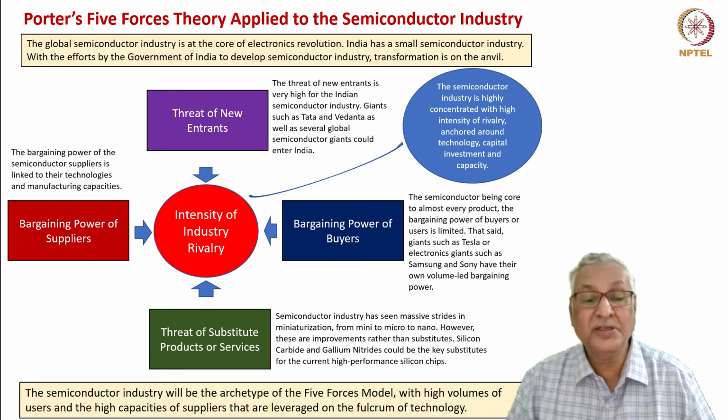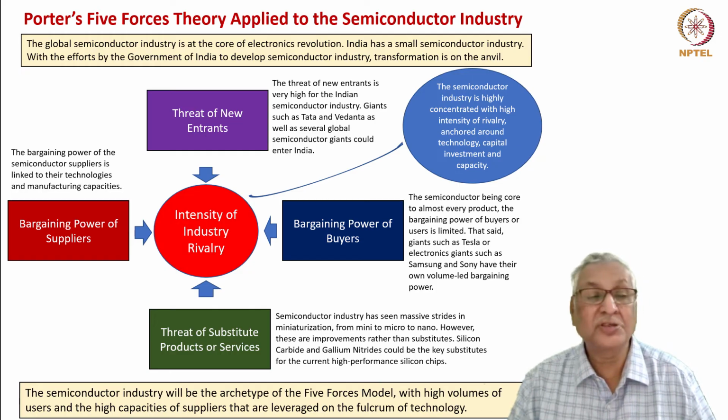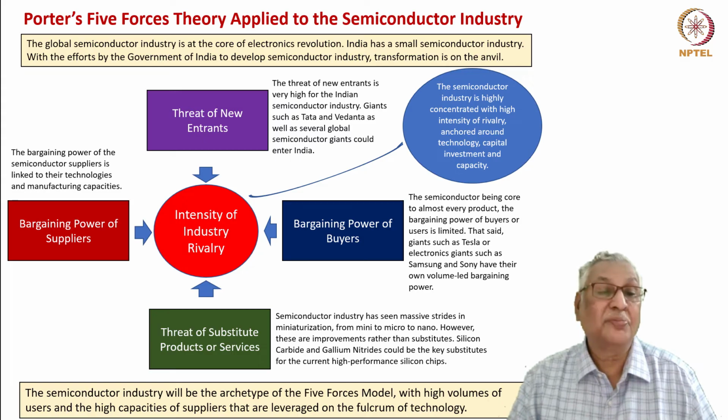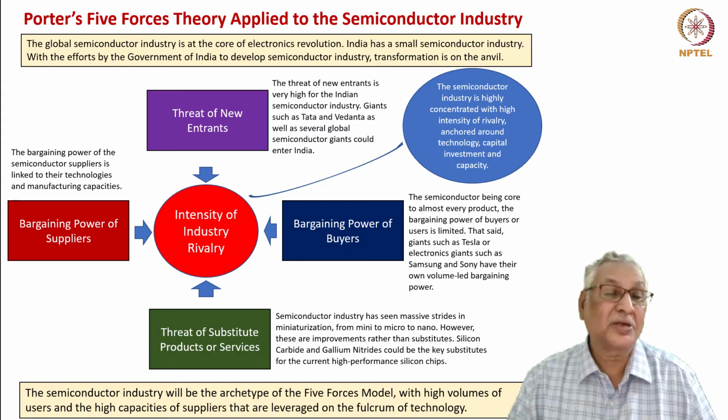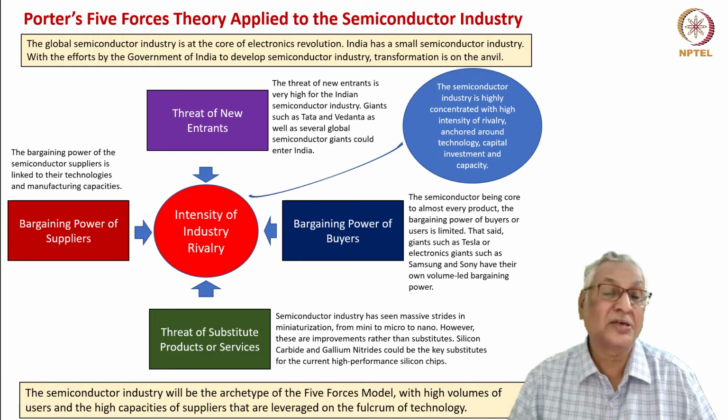Would there be new materials coming into the semiconductor industry, and would therefore be new types of semiconductors possible? Silicon carbide and gallium nitrides could be the key substitutes for the current high performance silicon chips. The bargaining power of semiconductor suppliers is linked to their technologies and manufacturing capacities. There doesn't seem to be any option for the end product manufacturers other than relying on the chip suppliers.